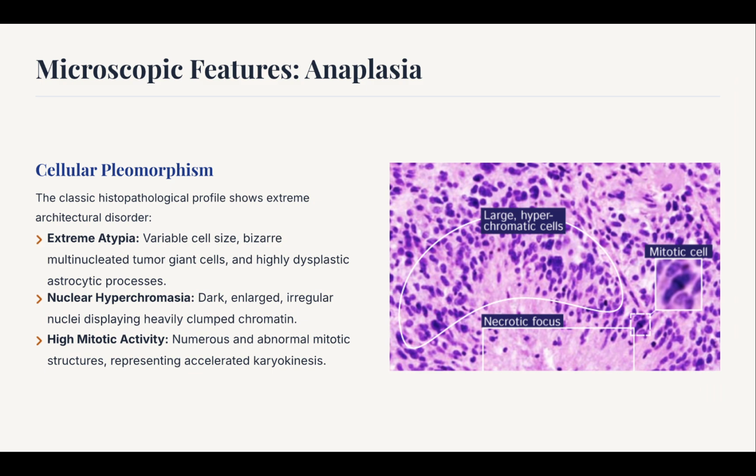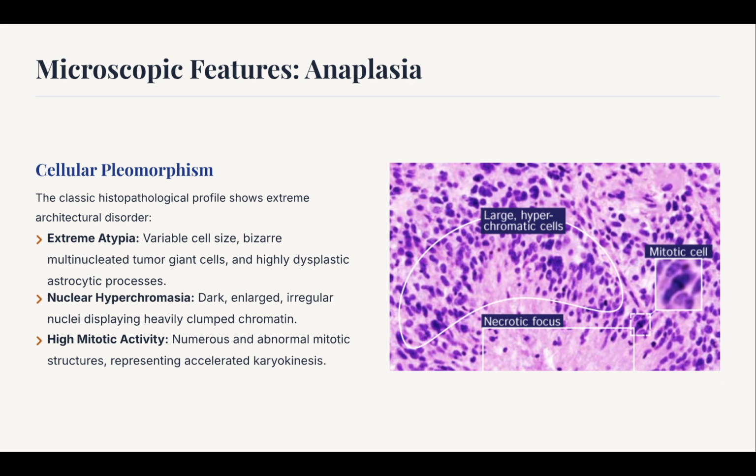Let's see its microscopic features. Here there is cellular pleomorphism and anaplasia present in the glioblastoma. The classic histopathological profile shows extreme architectural disorder, extreme atypia, nuclear hyperchromasia, and high mitotic activity. There is variable cell size, bizarre multinucleated tumor giant cells, and highly dysplastic astrocytic processes.